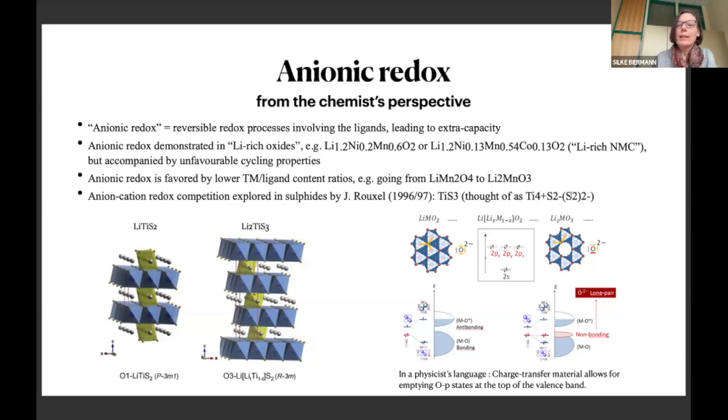So eventually you take away electrons from the sulfur p shell. In a physicist's language, this implies, of course, that you are in fact dealing with a charge transfer material where you have the ligand states close to the Fermi level, and you can take electrons from the top valence band formed by these ligand states. However, the chemist's intuition here involves also that you have this excess of the lithium inducing this process.